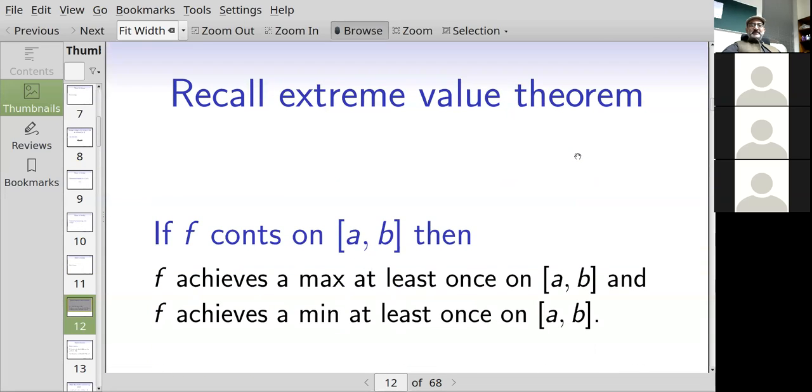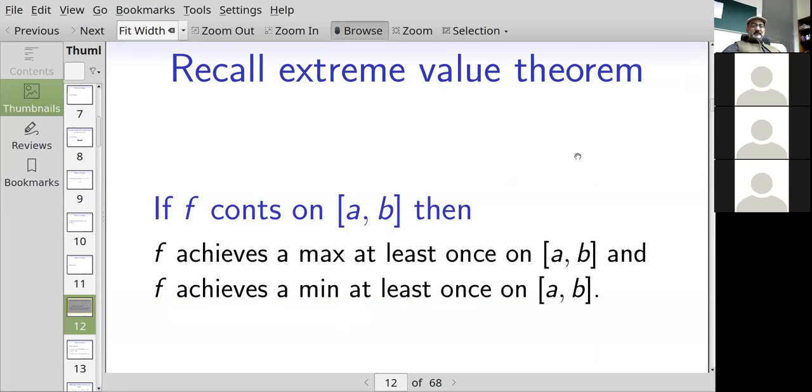Okay, so I want you to remember something. There was an extreme value theorem that we had, which said that if f is continuous on the interval from a to b, including a, including b, this is the closed interval, then f achieves a maximum at least once on the closed interval, and it achieves a minimum at least once on the closed interval. It might do that several times. And this depends upon f being continuous. So this is a property of continuous functions over a closed interval. I'm asking you to recall that because I'm going to need this in a minute.